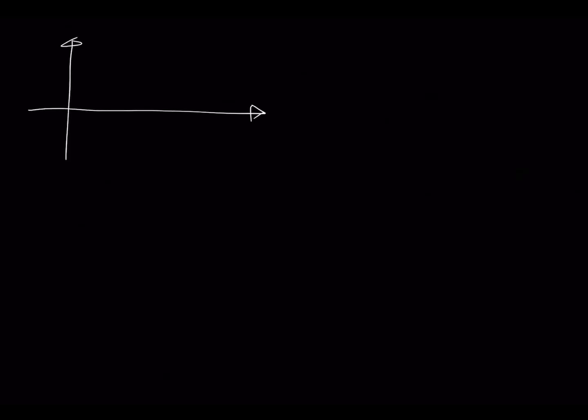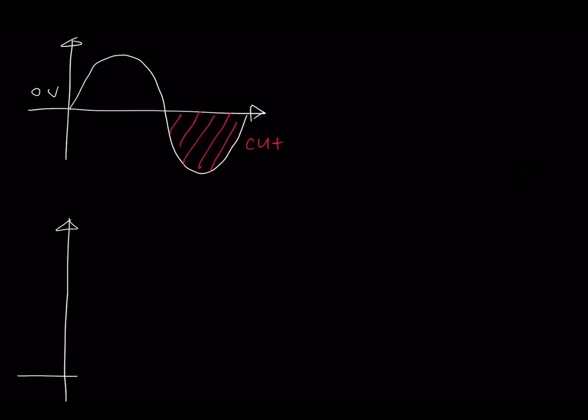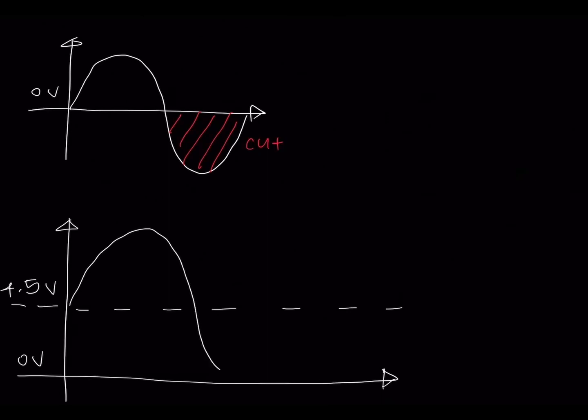Before the level shifter, the single supply mode will cause the negative side of the sine wave to be cut. Since the circuit needs to bring the signal from an electret microphone up to a level suitable for a line input, the level shifter shifts the sine wave so its line level becomes 4.5 volts, so the negative side of the sine wave would be visible.